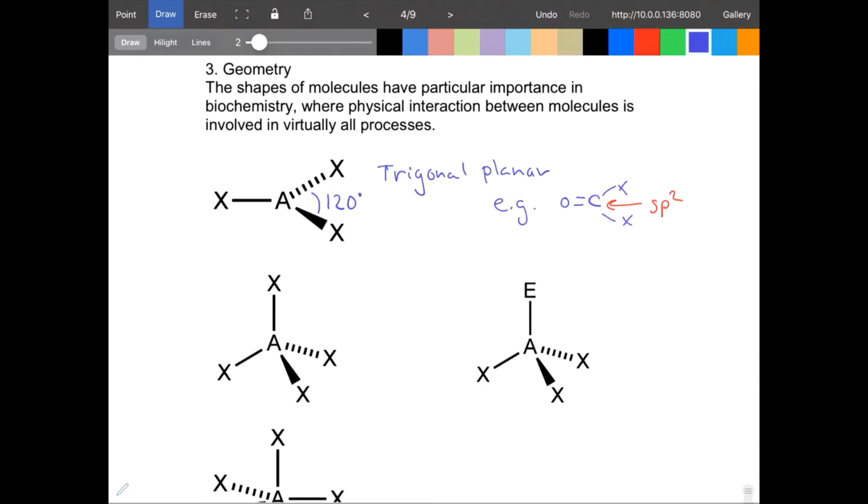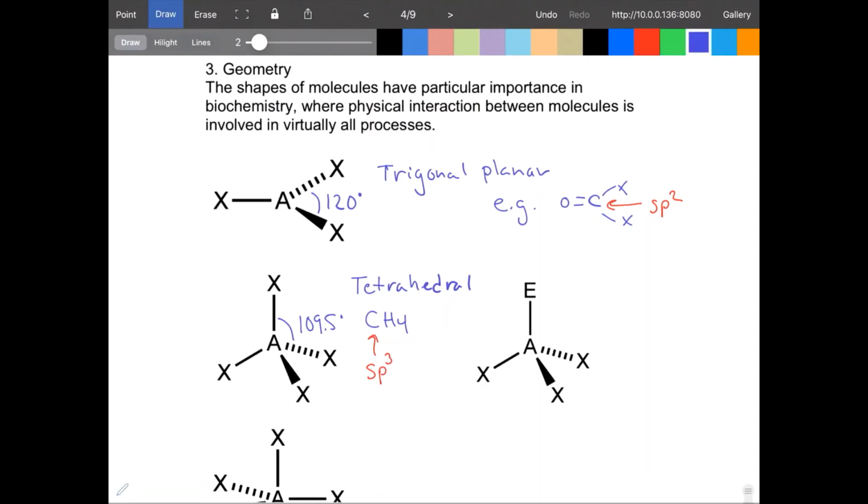And then another thing we could have, let's add a 4th group bonding, and so we'd have this structure here. We'd have about 109.5 degree bond angles, or maybe 110. And the shape of this molecule, as shown, is tetrahedral. And if we had something like methane, CH4, if all of those X's as shown were in fact hydrogens, then this carbon would have sp3 hybridization.